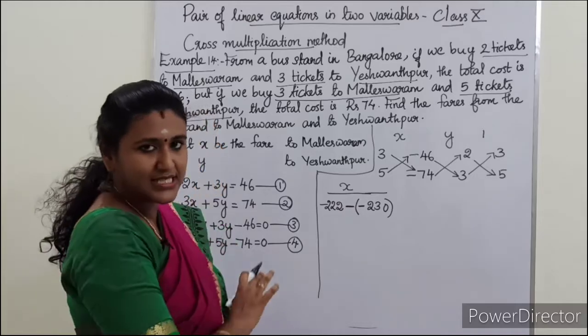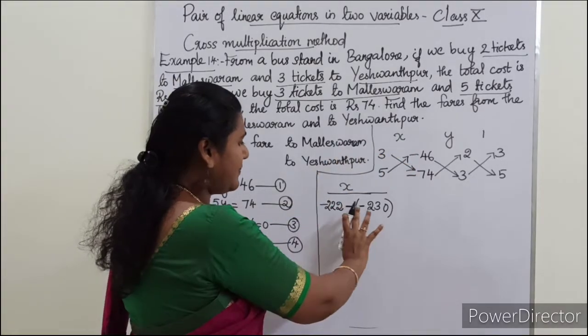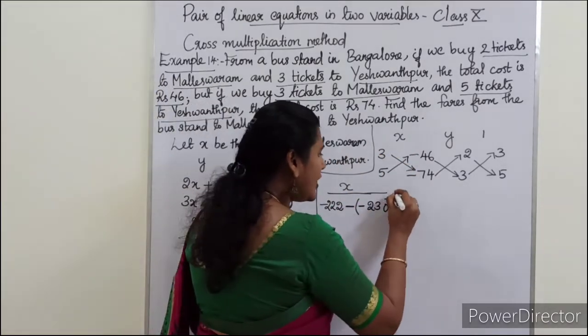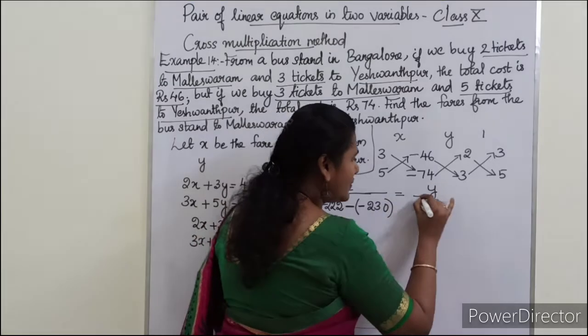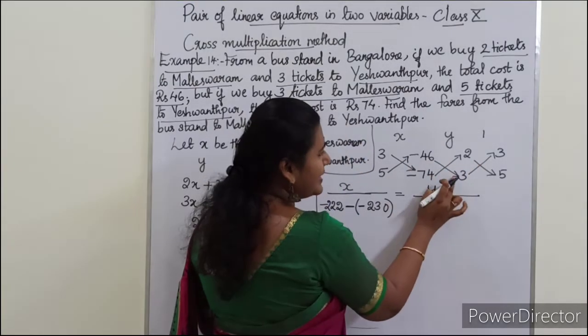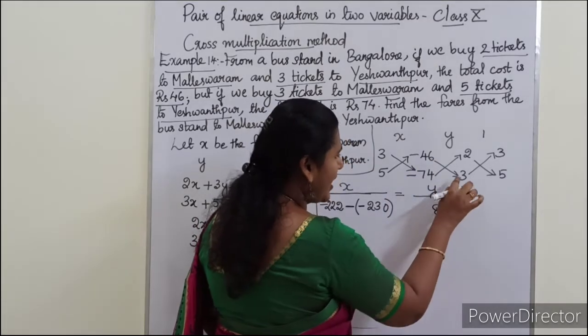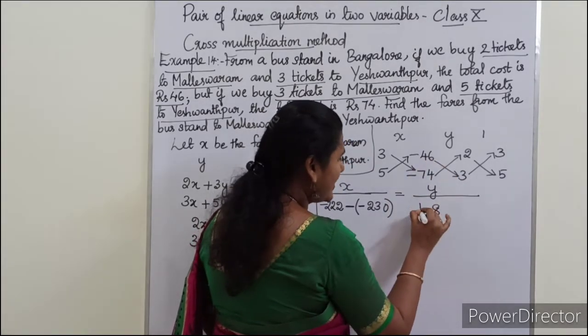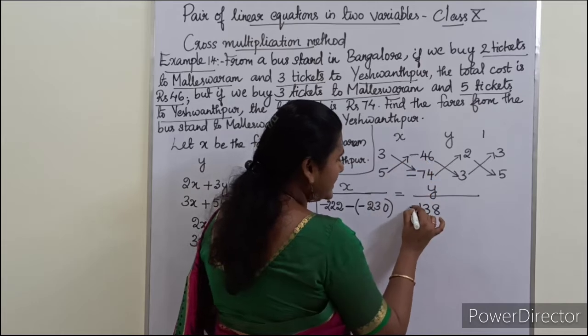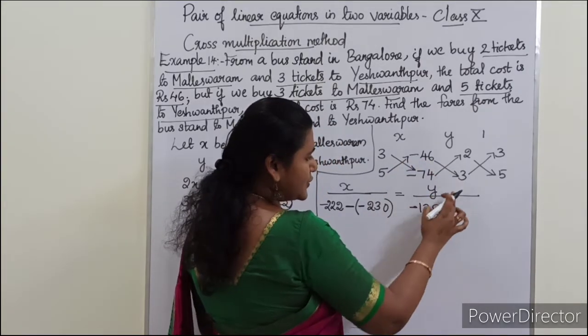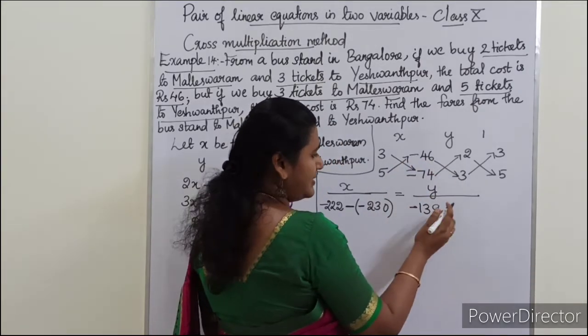So you will get the first numbers we have multiplied and we have subtracted. Now we will write the second ratio, that is y. Multiply these two numbers first. So 6 3s are 18, 1, 4 3s are 12 plus 1, 13 and here minus sign. So we have multiplied these two numbers and we got minus 138.